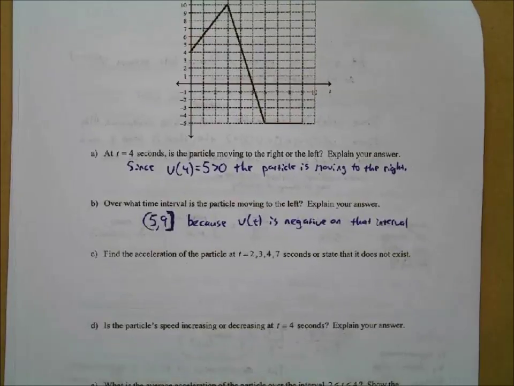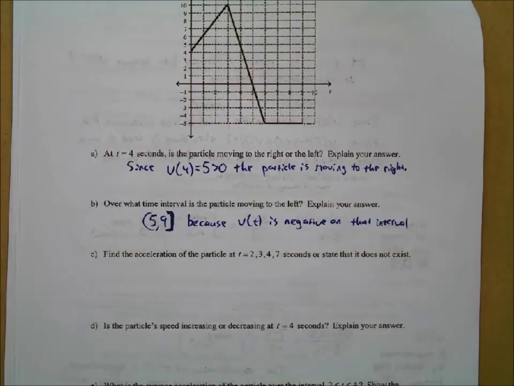Find the acceleration of the particle at time t equals 2, 3, 4, and 7 seconds, or state that it does not exist. So we have the velocity, and we're trying to determine information about the acceleration. How is the velocity related to the acceleration?